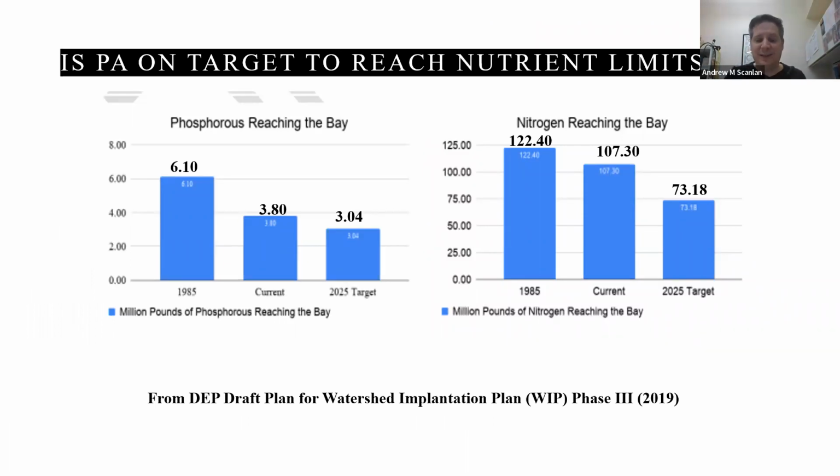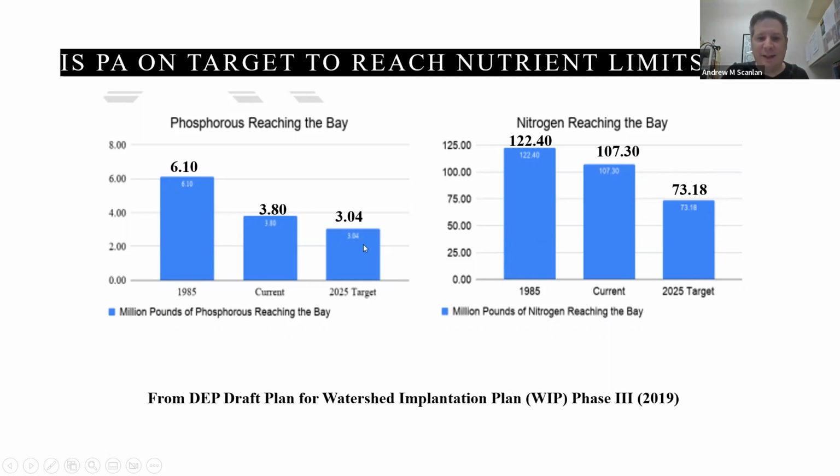So the surrounding states of the Chesapeake Bay, Maryland, Virginia, Pennsylvania, and New York was also part of this as well, were to have specific targets and goals met by 2025. So one question is, is Pennsylvania on target to reach these nutrient limits to better manage the Chesapeake Bay, to eventually hopefully get rid of these algae blooms, which are leading to dead zones? The short answer is no, Pennsylvania is not on target to reach the nutrient limits. Here we have some graphs, phosphorus reaching the bay on the left and nitrogen reaching the bay on the right.